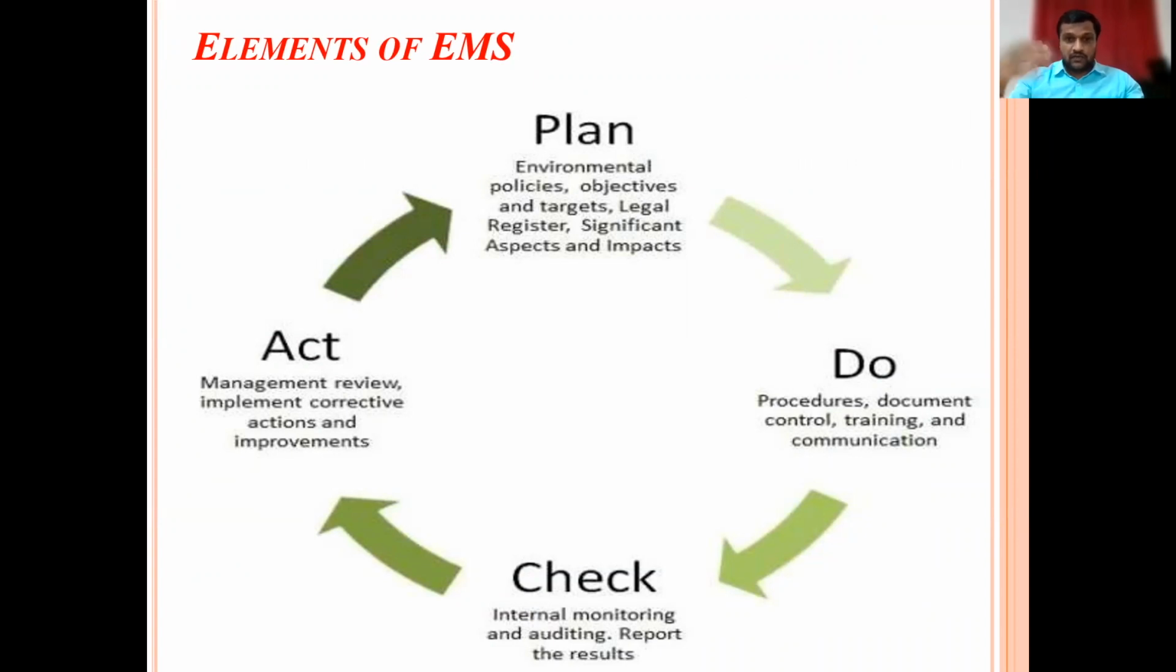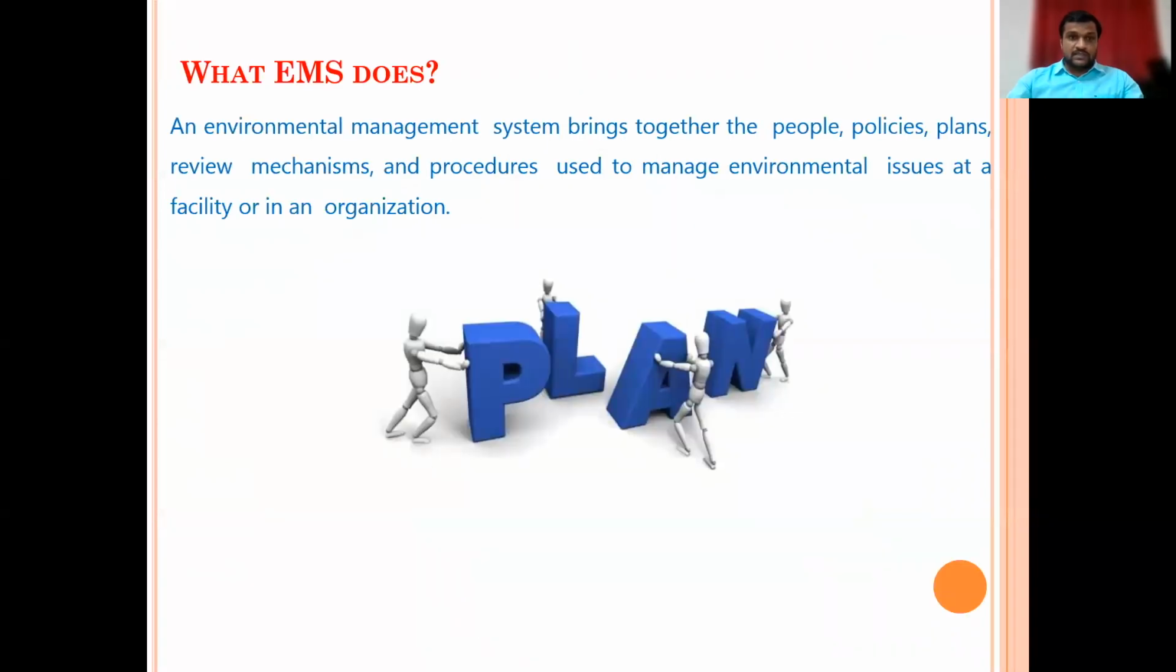In planning, we can go for different planning policies, the objectives and the targets. Then in the do, we have to apply different procedures. We have to work on the training and communication between different organizations. Checking means we have to monitor our system. We have to monitor and audit our working phenomena. Then act is the management review and implementation of corrective actions that will be used to improve the planning and management activities. Okay, so EMS is a kind of environmental management system.